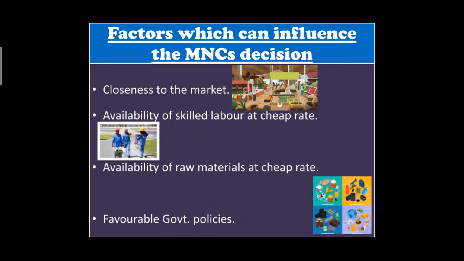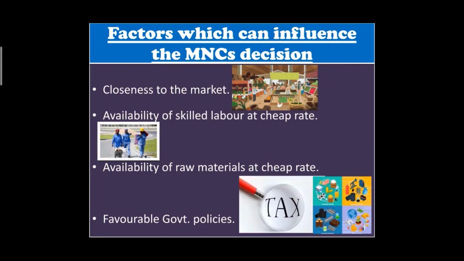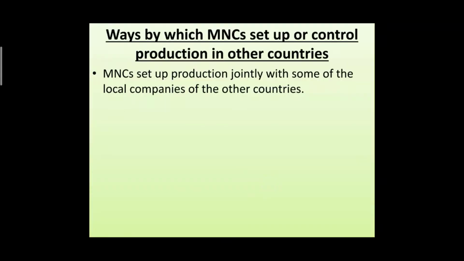They also check the availability of raw materials at a cheap rate. Along with that, they check whether government policies are in their favor or not. All these factors can change the MNC's decision before setting up industries or manufacturing units. At the end, we can say MNCs helped in interlinking the countries.